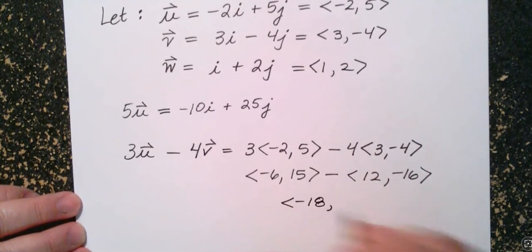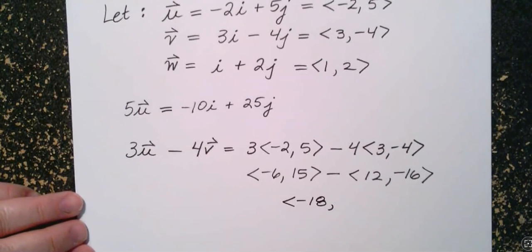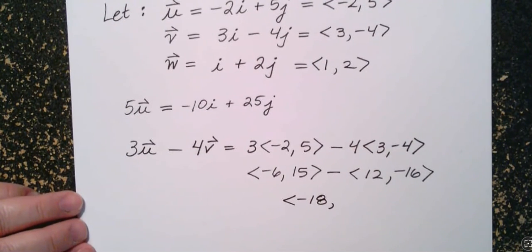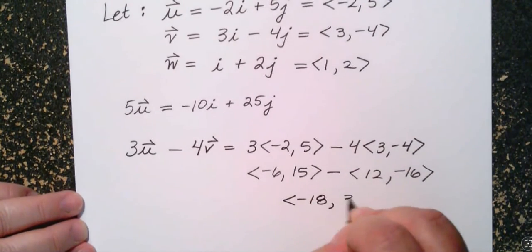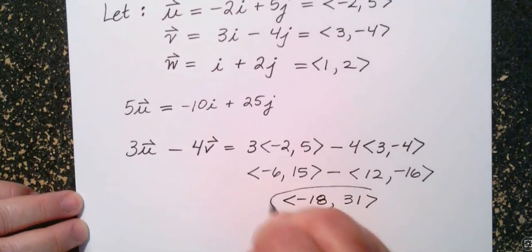If I want to add or subtract vectors, I just add or subtract their components. So I add or subtract the horizontal and I add or subtract the vertical. 15 minus -16 is 31. And that's my answer.